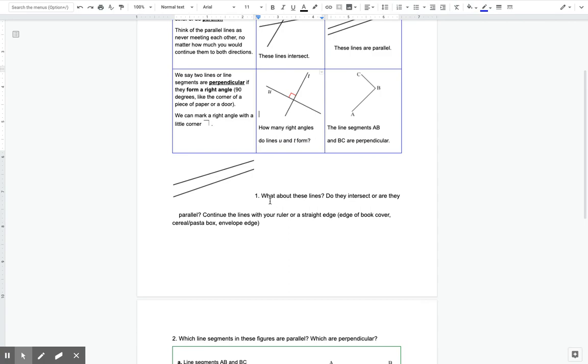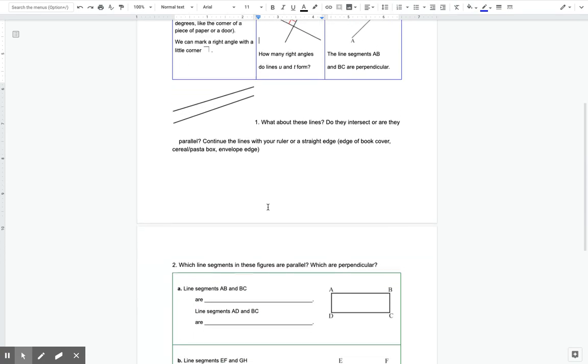They ask you in number 1 to look at these two lines and tell, are they perpendicular? Do they intersect? Are they parallel? One way you could make sure that you're not just guessing is to take two straight edges, like the edge of two pieces of paper, or if you have two rulers, use rulers, lay them along the edge of each line and see if you think that eventually the lines will touch each other in either direction. If they're going to touch, they're intersecting. And if they don't touch, they're going to be parallel.